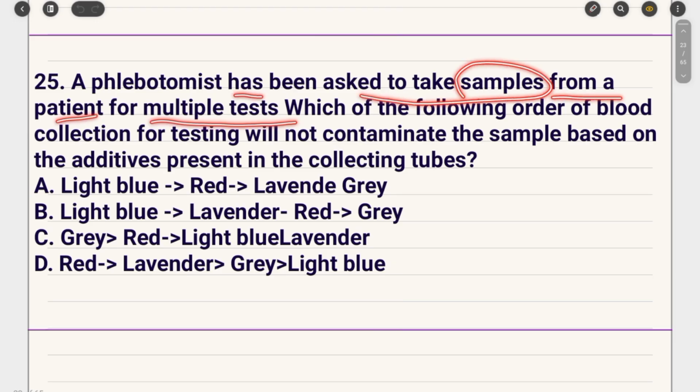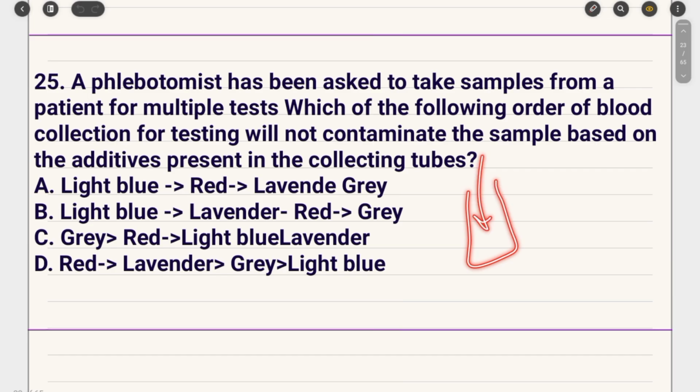Coming to the 25th one, the phlebotomist has been asked to take a sample from a patient for multiple tests. Which of the following order of blood collection for the testing will not contaminate the sample based on the additives present in the collecting tubes? Okay, there will be some additives present in the collecting tubes. So when you collect the blood for different tests, you should follow some order so that you can avoid the contamination.